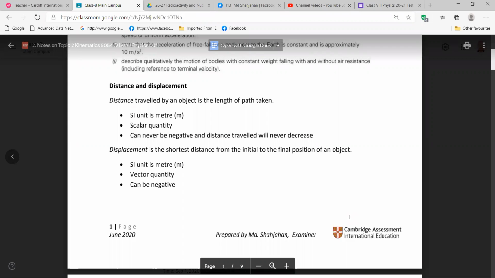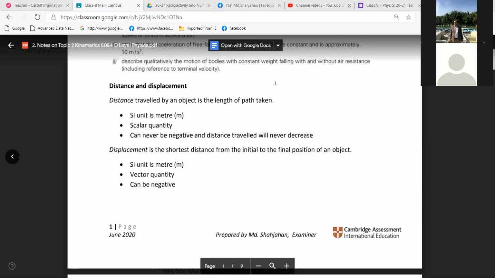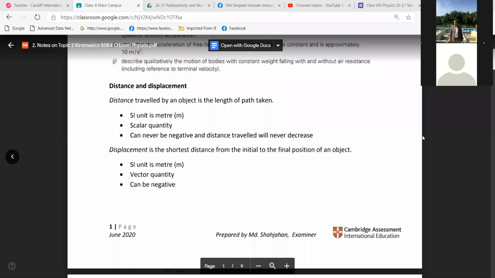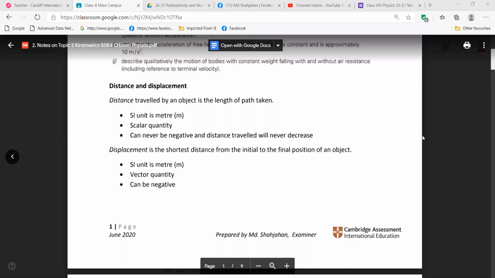Displacement is the shortest distance from the initial to the final position of an object. The SI unit for displacement is also meter. It is a vector quantity and it can be negative. So displacement is the shortest distance from the initial to the final position of the object. We are showing it in the diagram.